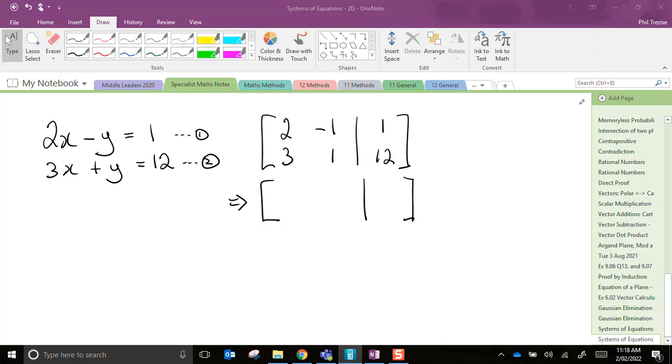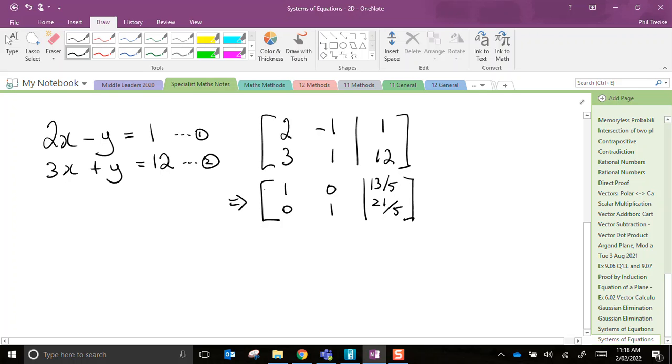So the reduced row echelon form was 1, 0, 13 over 5, and 0, 1, 21 over 5. So that is a unique solution. The interpretation of this second row is that y equals 21 over 5, and the interpretation of the first row is that x, 1x plus no y's, equals 13 over 5.